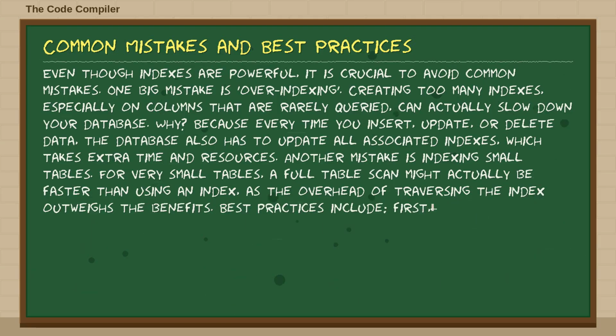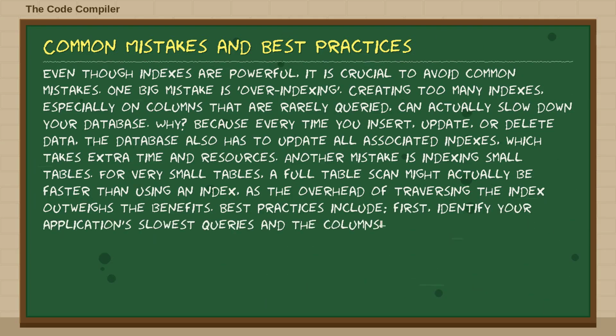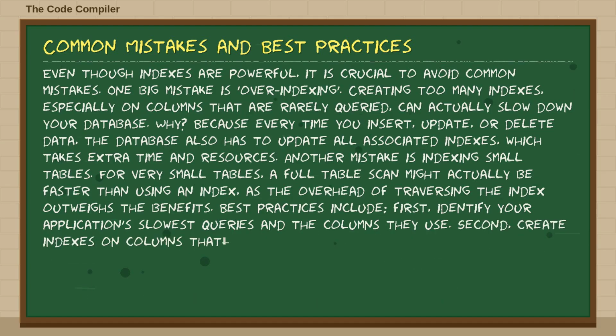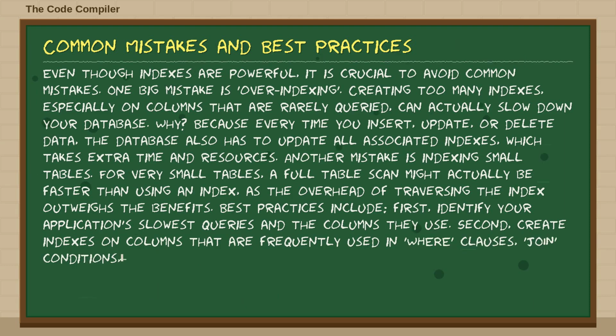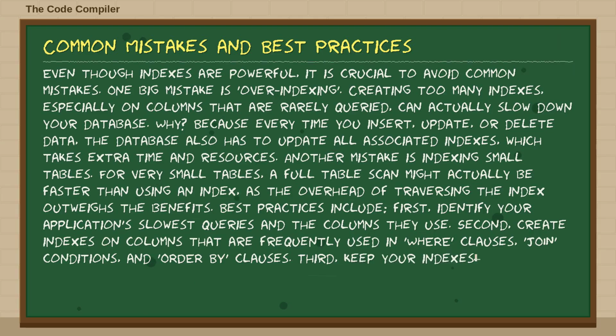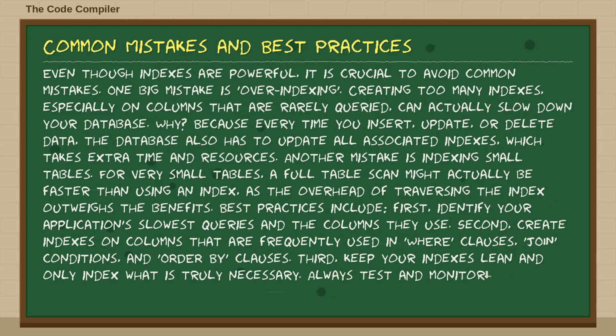Best practices include, first, identify your application's slowest queries and the columns they use. Second, create indexes on columns that are frequently used in where clauses, join conditions, and order by clauses. Third, keep your indexes lean and only index what is truly necessary. Always test and monitor the performance impact of your indexes.